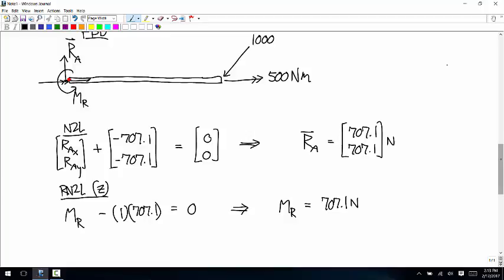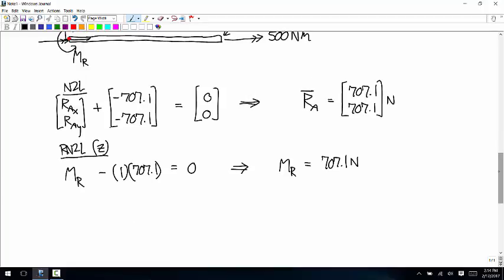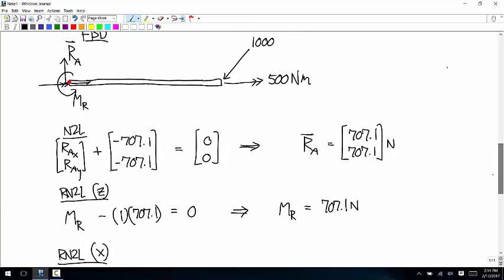And then the last thing we have to do is add up all the moments about the x-axis and set those equal to 0. Well, I didn't give this a name. So let's call this capital T_R. So that's the reaction torque. Okay, the reaction moment about the x-axis at the wall, we're going to call the torque.